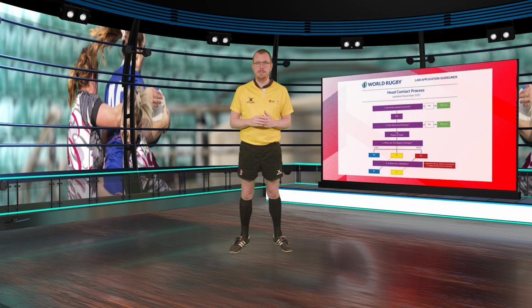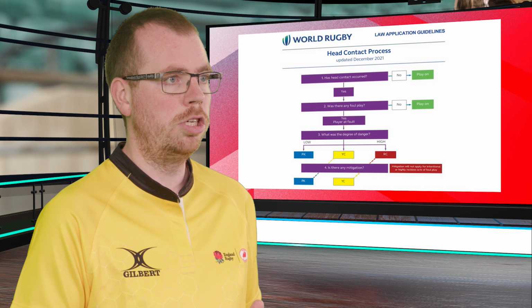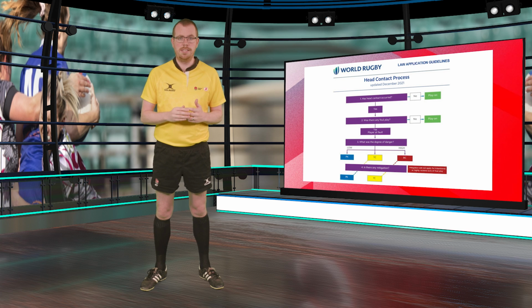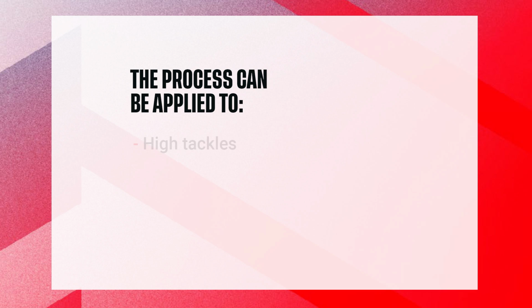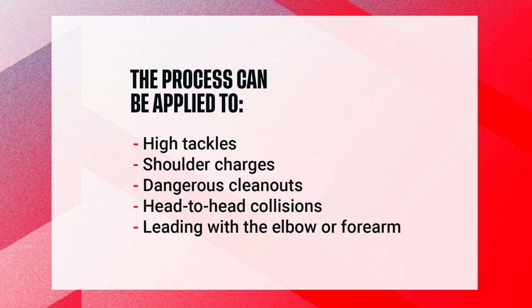In 2021, World Rugby introduced their head contact process, which is intended to aid consistency in the application of sanctions by providing guidance on how contact with the head should be approached by match officials and disciplinary personnel. The process is designed to protect the head, neck and throat area of players and can be applied to high tackles, shoulder charges, dangerous cleanouts, head-to-head collisions and leading with the elbow or forearm.